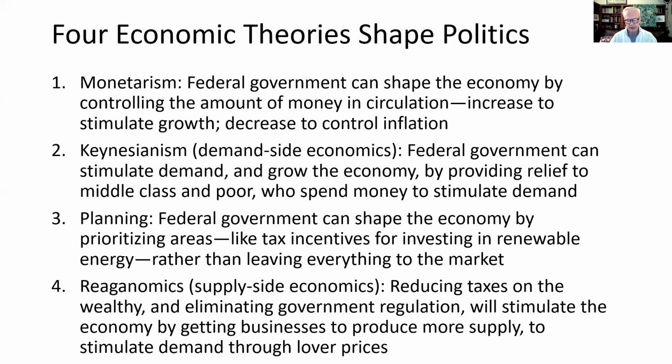Monetarism is the idea that the federal government can shape the economy by controlling the amount of money in circulation. How does it do that? As the book points out, if the government wants to put more money into circulation, it will buy bonds, savings bonds, federal bonds, government bonds, all kinds of bonds like that. It will buy them back by printing more money.